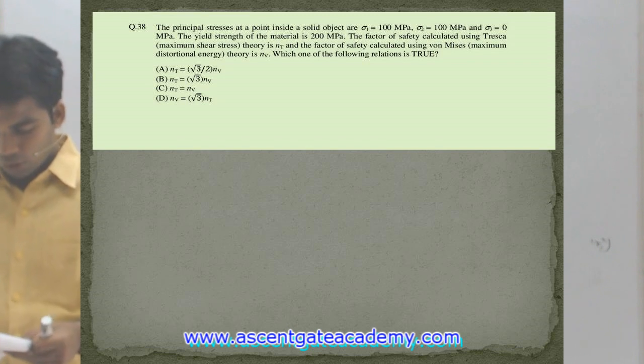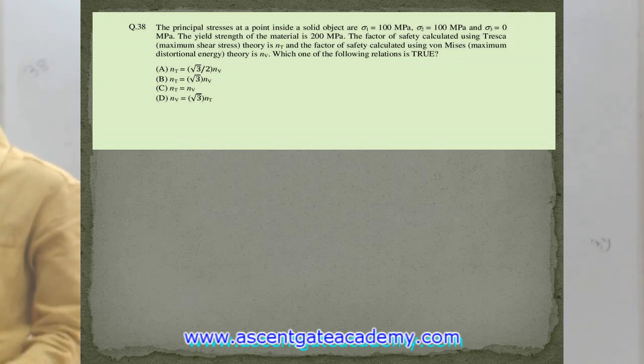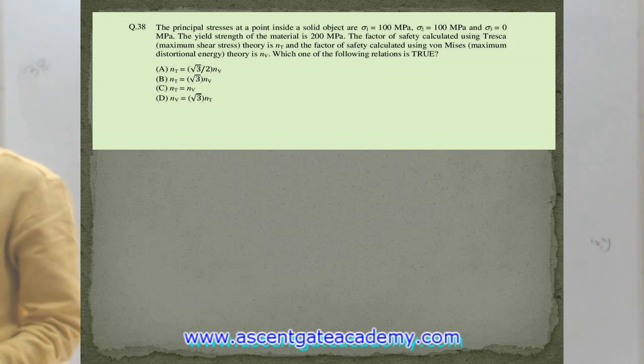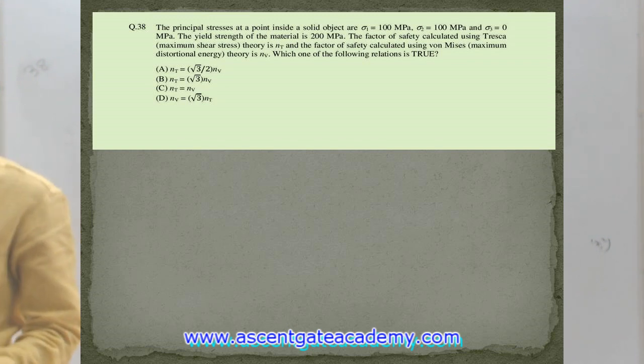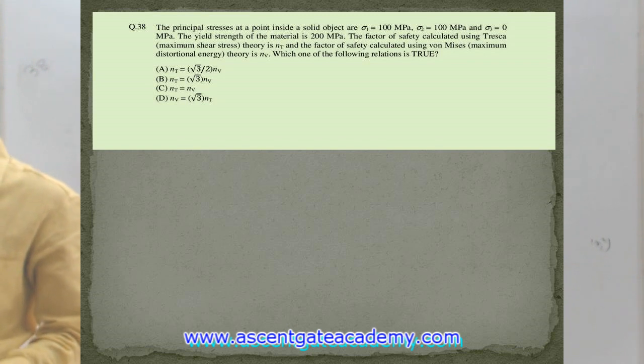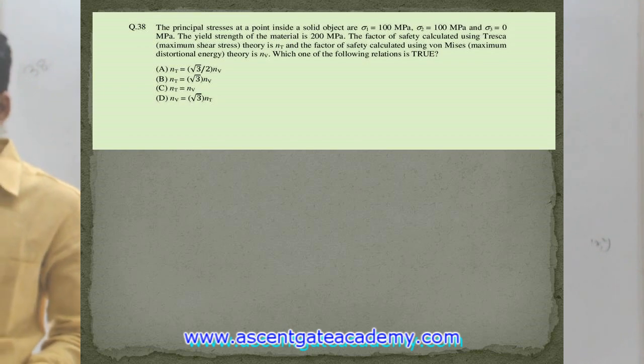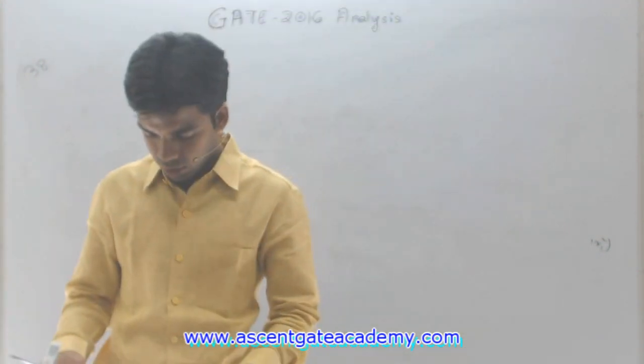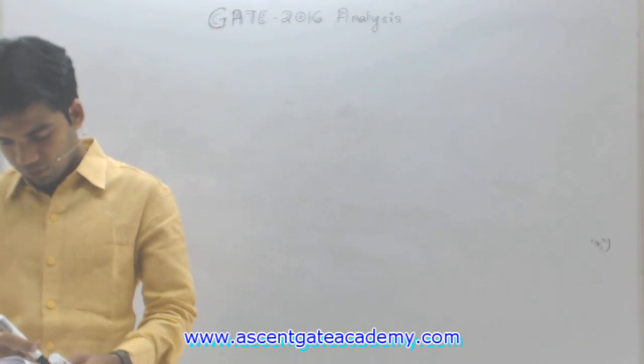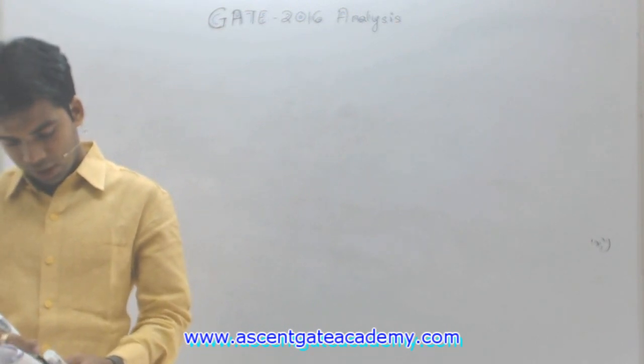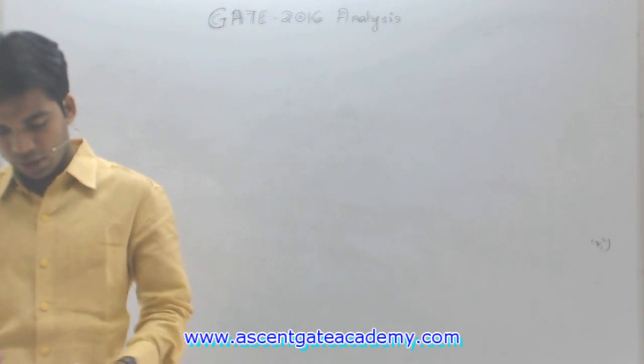The principal stresses at a point inside a solid object are sigma 1 equal to 100 megapascal, sigma 2 equal to 100 megapascal, and sigma 3 equal to 0 megapascal. The yield strength of the material is 200 megapascal. The factor of safety calculated using Tresca theory or maximum shear stress theory is NT, and the factor of safety calculated using von Mises or maximum distortion energy theory is NV. Which one of the following relations is true? In this particular question we have to determine the relationship between the factor of safety derived from the maximum shear stress theory and from the maximum distortion energy theory.